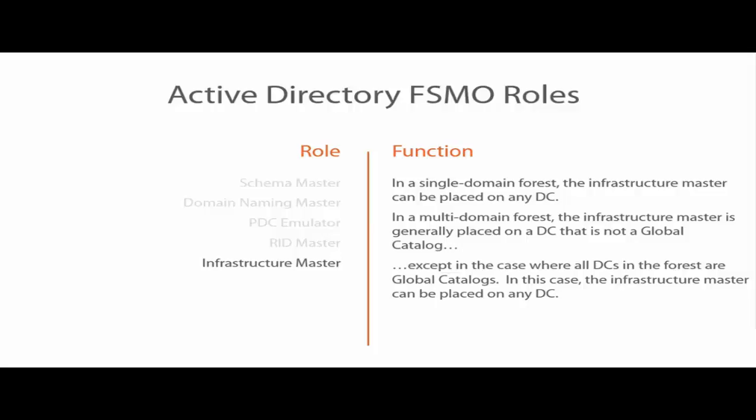In a single domain forest, so you have a single domain, single forest, the infrastructure master can be placed on any domain controller. This is the case because the infrastructure master in a single domain forest that doesn't have any connections or other domains to deal with doesn't have that much to do. However, in a multi-domain forest, the infrastructure master is generally placed on a domain controller that is not a global catalog, and in fact shouldn't be placed on a DC that's a GC, except in the case where all of the DCs are global catalogs. And in that case, it just doesn't matter.